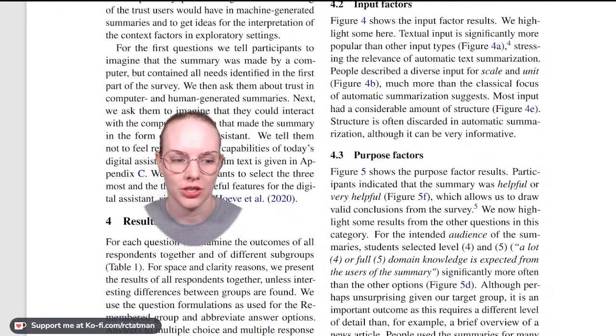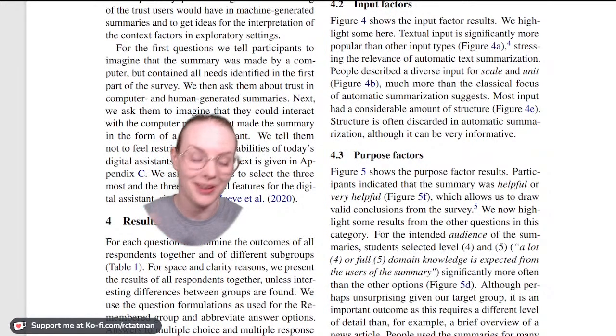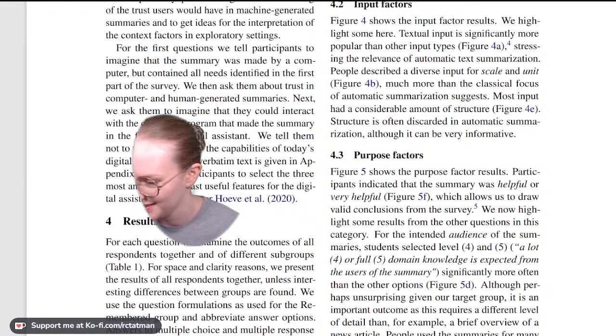Okay, so this is just because if they said that it wasn't text, then the survey was like, okay, can you imagine a text one? Because that's what we're more interested in. But they found that even without that prompting, most people said that they had text that was summarized.